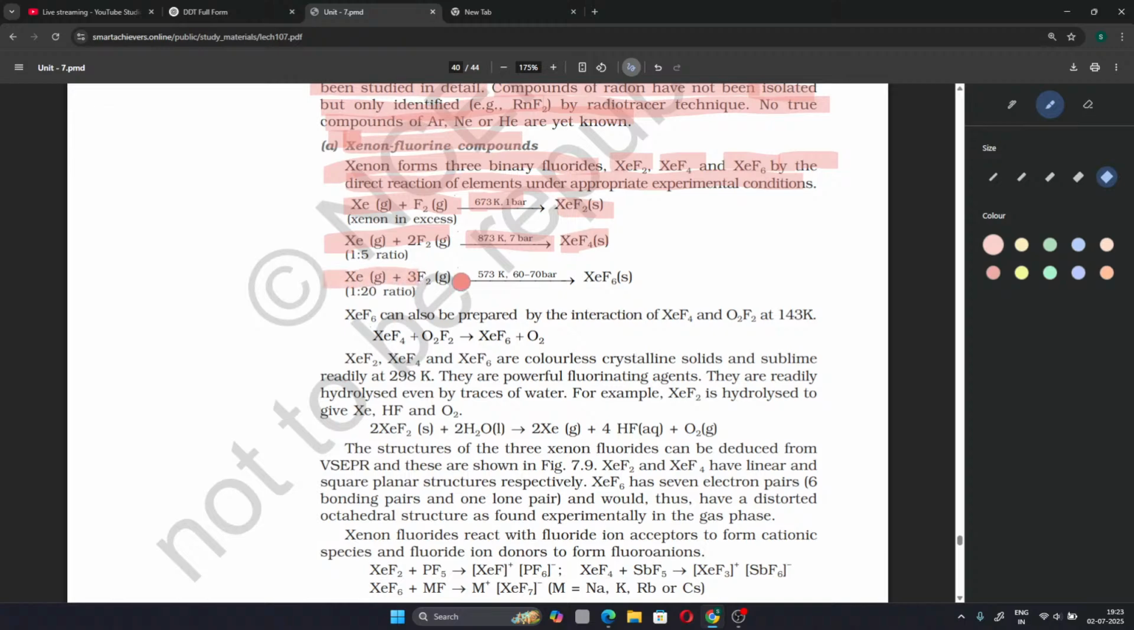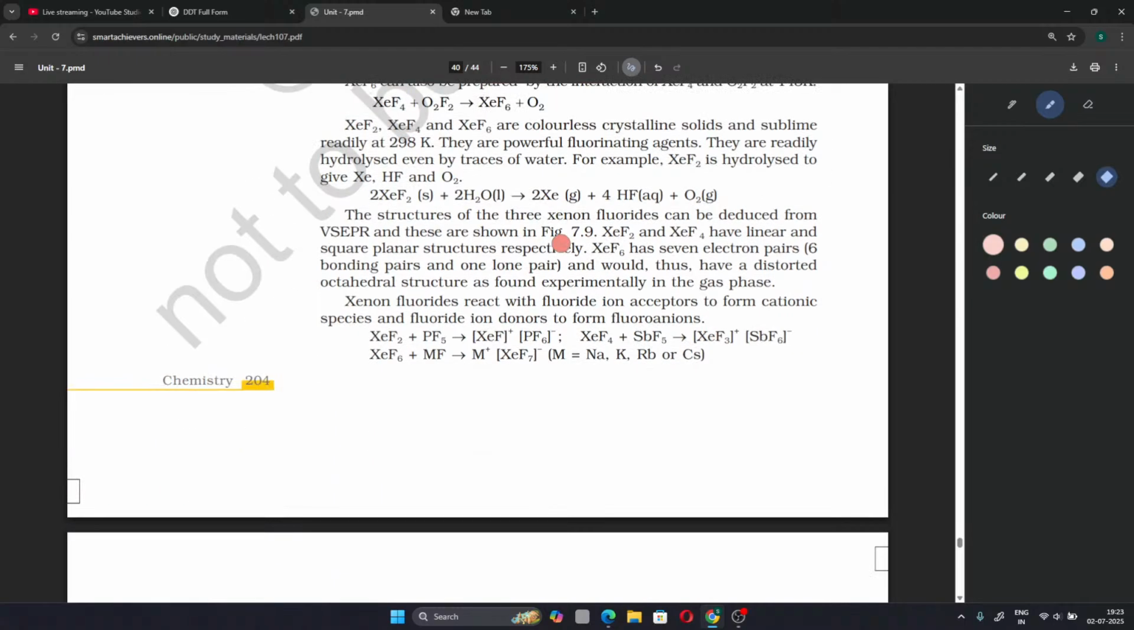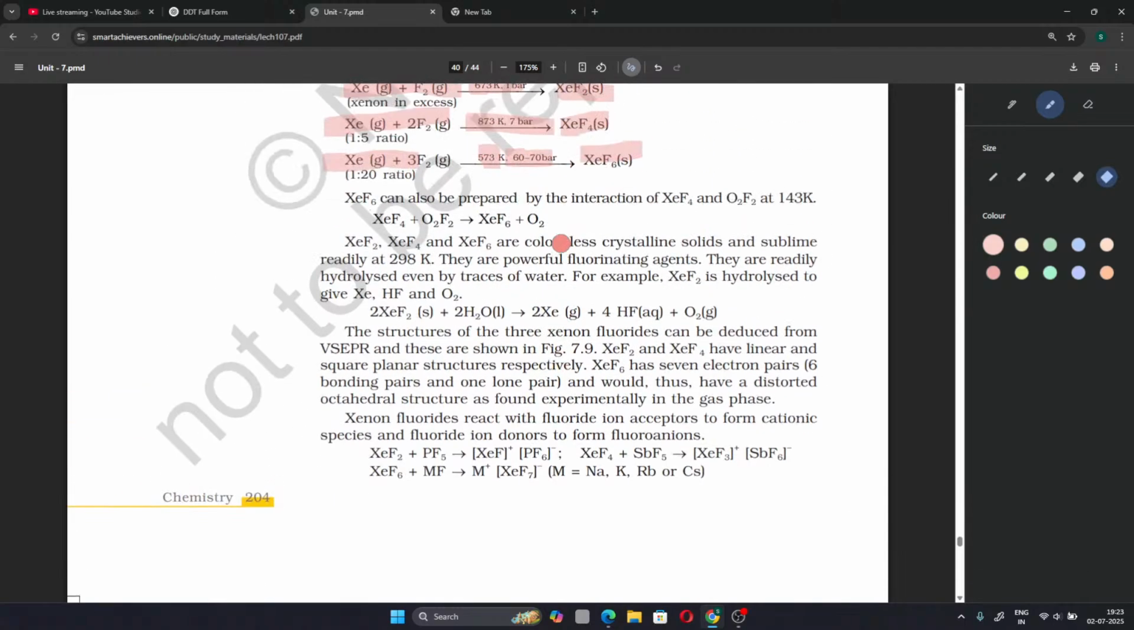In such a case, at a much lower temperature compared to the tetrafluoride, but 10 times the pressure, we will get xenon hexafluoride. Xenon hexafluoride can also be prepared by the interaction of xenon tetrafluoride and dioxygen difluoride at 143 Kelvin. Xenon tetrafluoride plus O2F2 gives XeF6 plus O2.